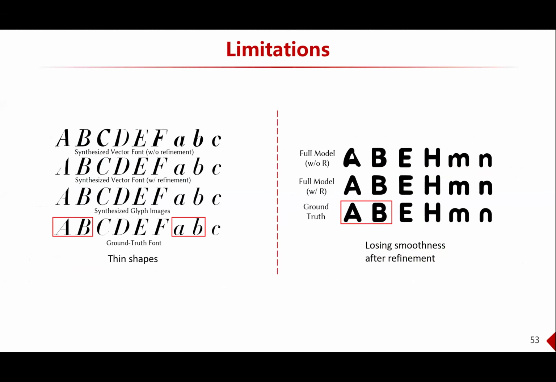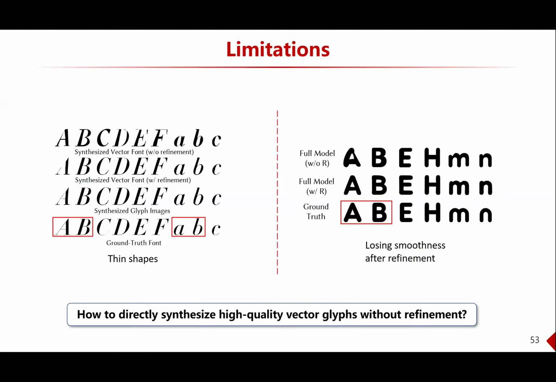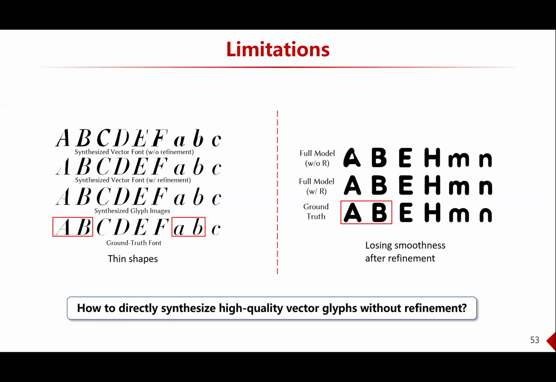Right, but our method still has some limitations, especially when handling glyphs that contain extremely thin strokes, and also losing smoothness after refinement. The refinement process is somewhat time consuming, and there are still problems like over-smoothing, and the quality is heavily dependent on the quality of the synthesized images. So can we directly synthesize high quality vector glyphs without refinement?